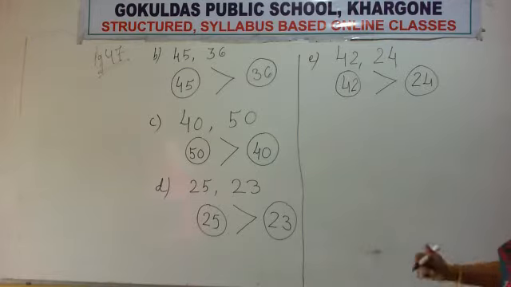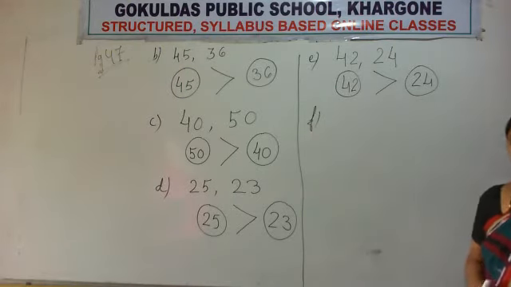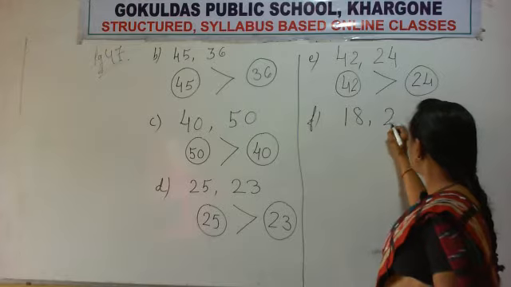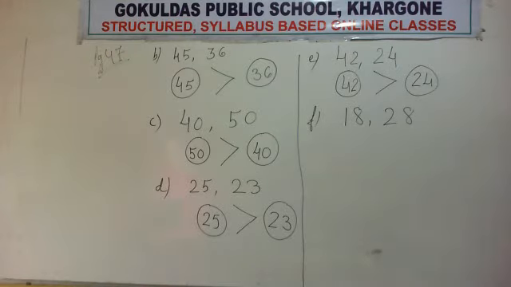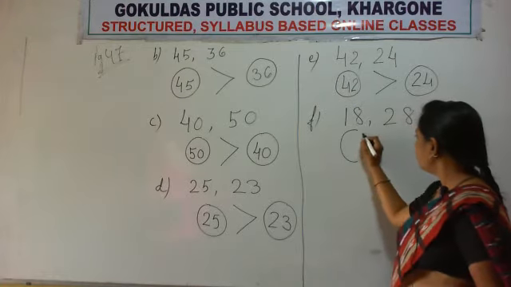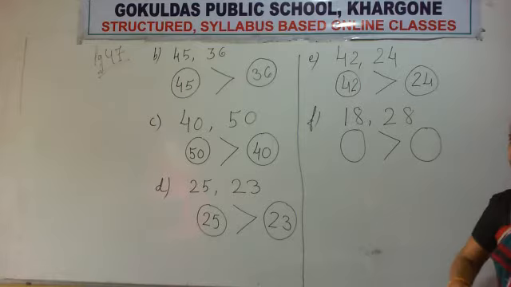Okay, the next question, F. So what are the numbers written there? 18 and 28. These two numbers are given. Again read the numbers, 18 and 28. Now draw the circle, then draw the symbol of greater than, then draw another circle.